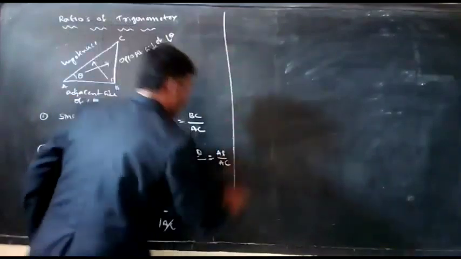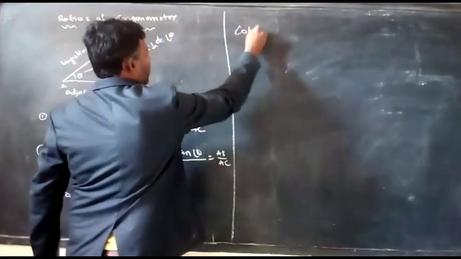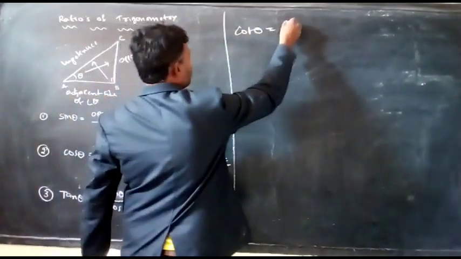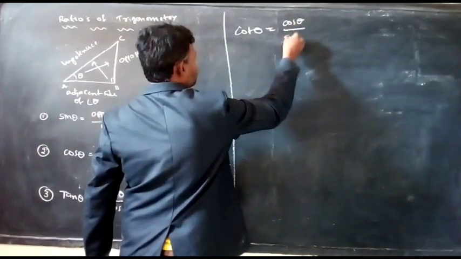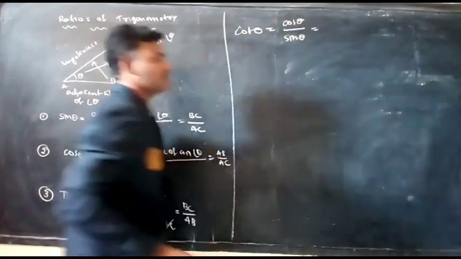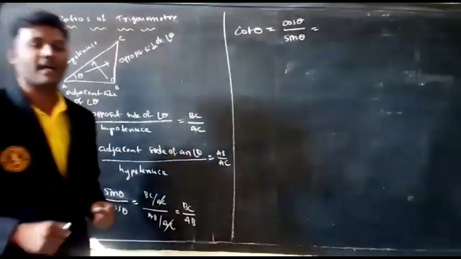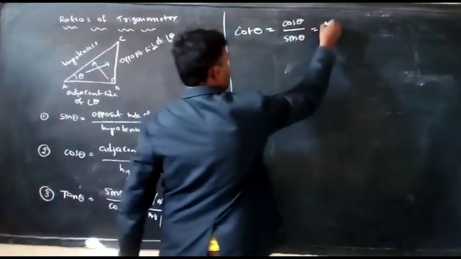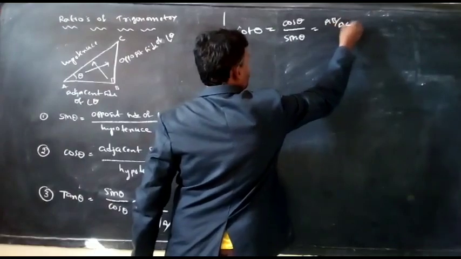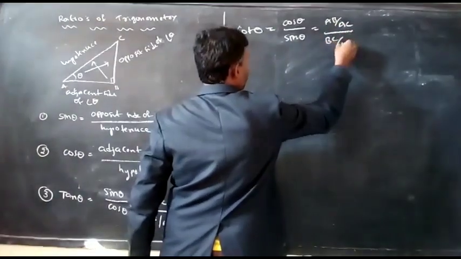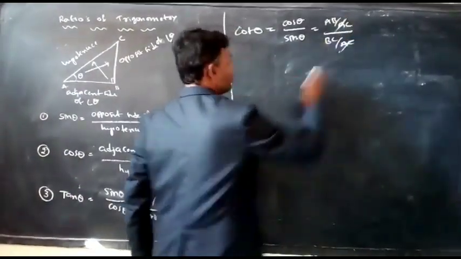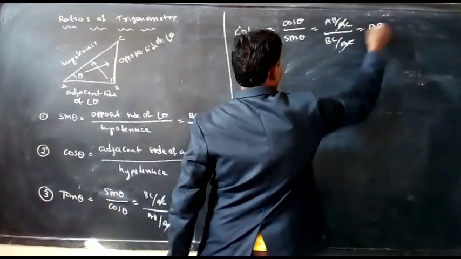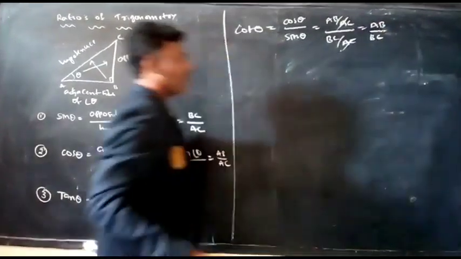Next, cot theta. Cot theta is the ratio of cos theta by sin theta. What is the cos theta here? AB by AC. Next, sin theta is BC by AC. AC gets cancelled. So that is AB by BC.